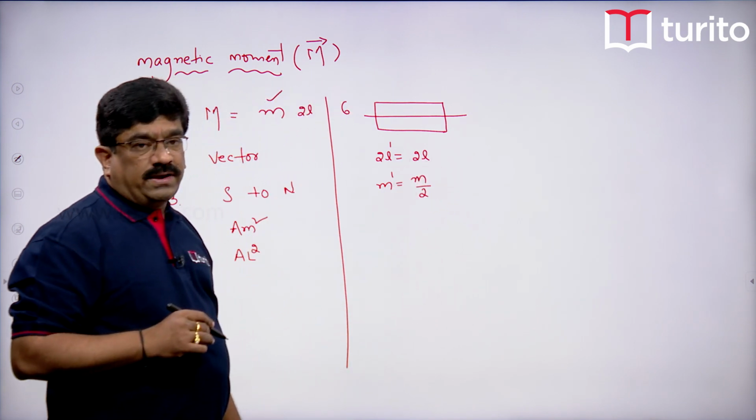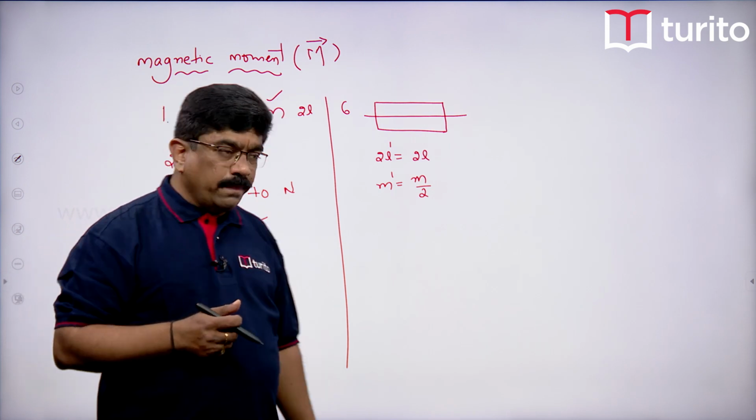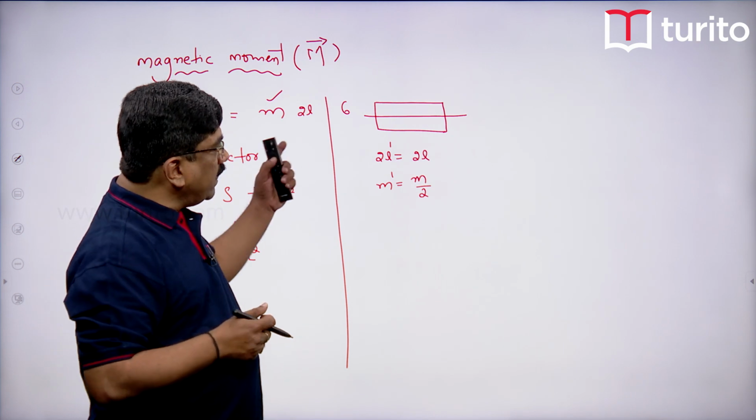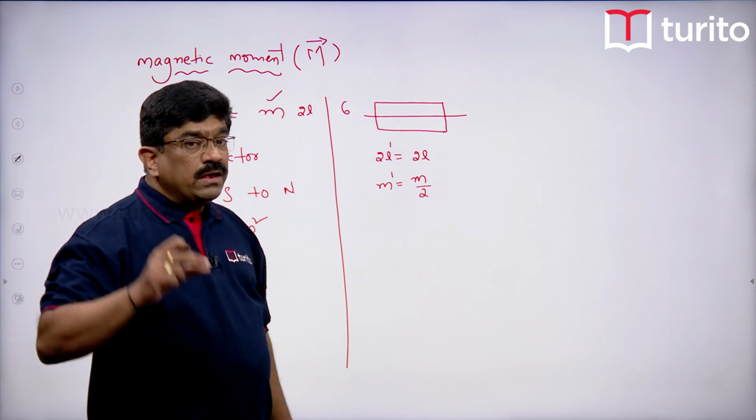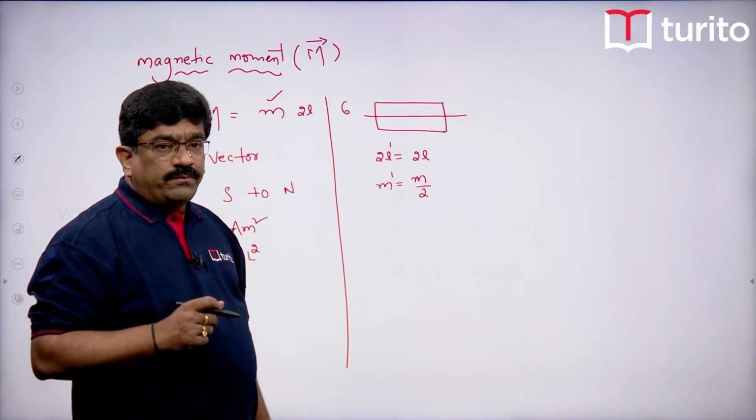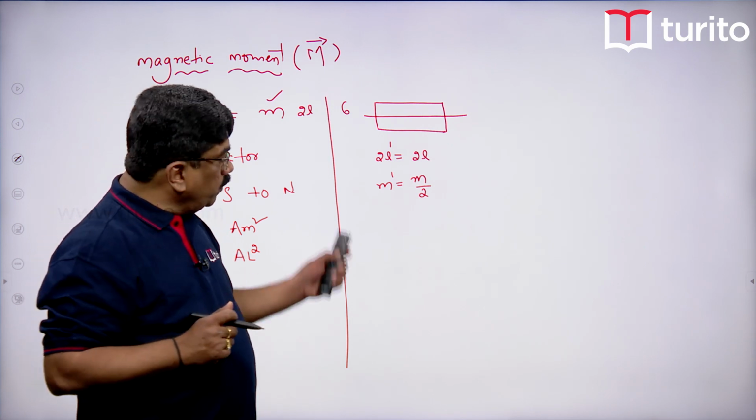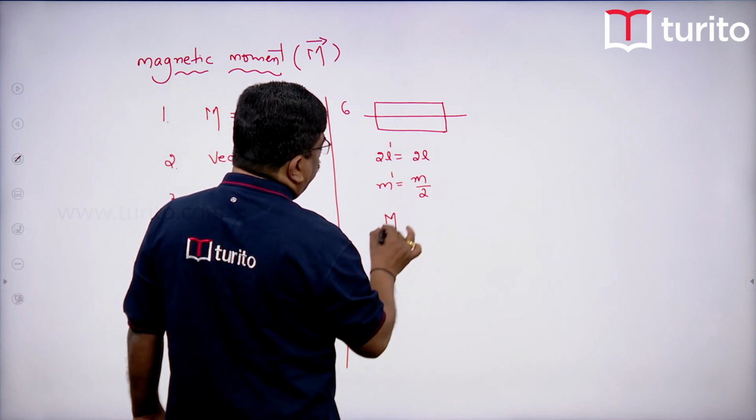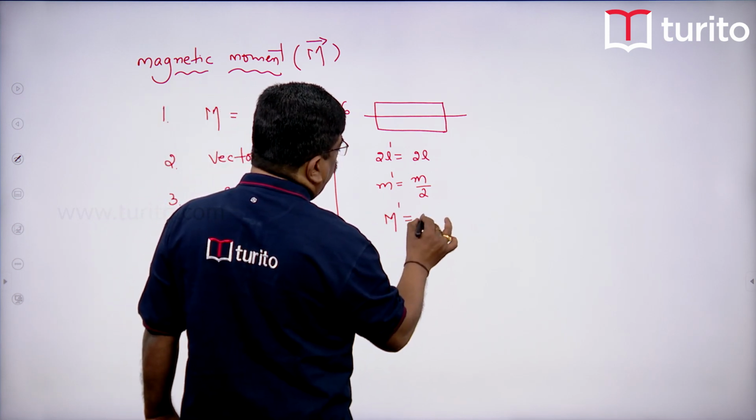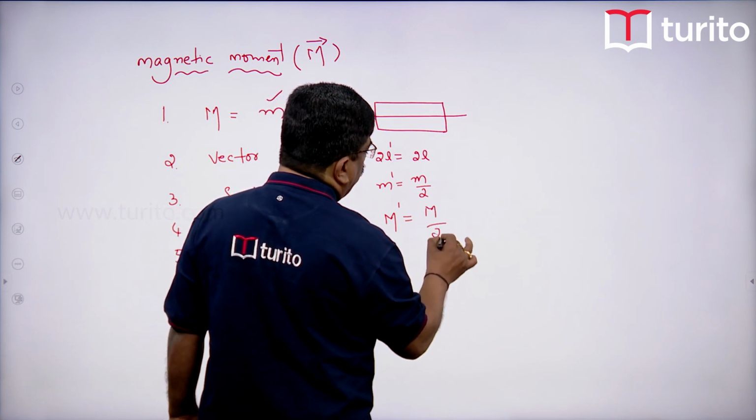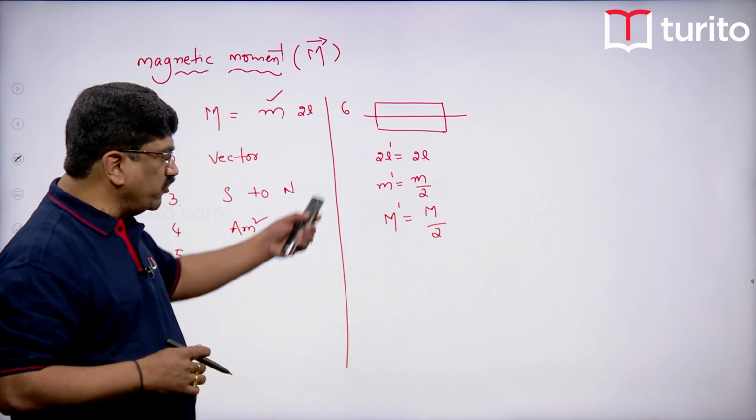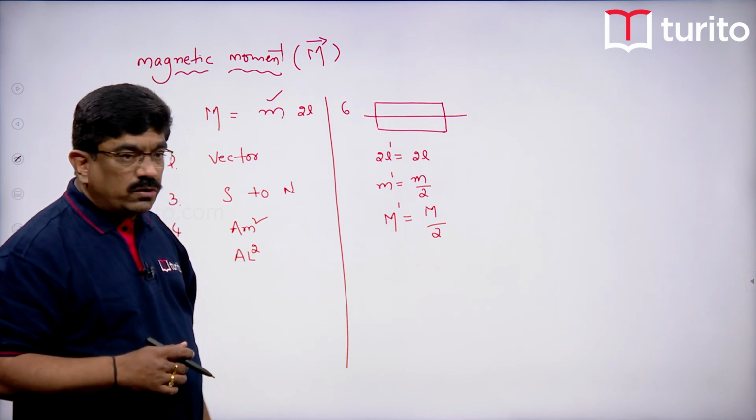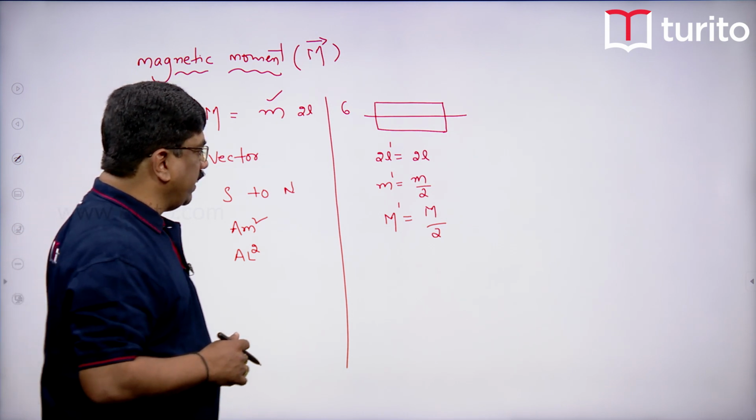Just now we came to know that pole strength depends on width. When the bar magnet is cut into two equal pieces parallel to length, the width becomes half. As the width of each piece becomes half, pole strength becomes half. Next, for each piece the magnetic moment M dash is equal to M by 2. Length remains the same, but pole strength becomes half. Therefore the magnetic moment M dash is equal to M by 2.